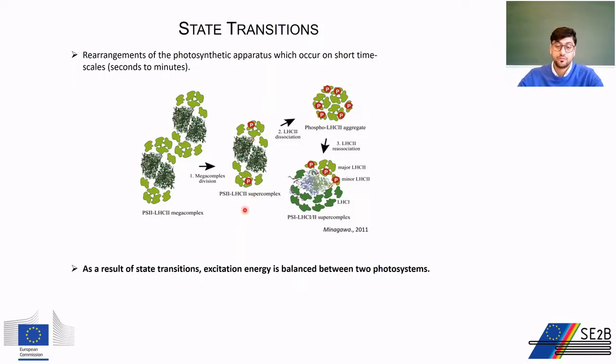So what happens is that these trimers are phosphorylated and they are aggregated together. These aggregated trimers can be attached to photosystem 1. This attachment is basically called a state transition. As a result of state transition, the excitation energy is balanced between the two photosystems.